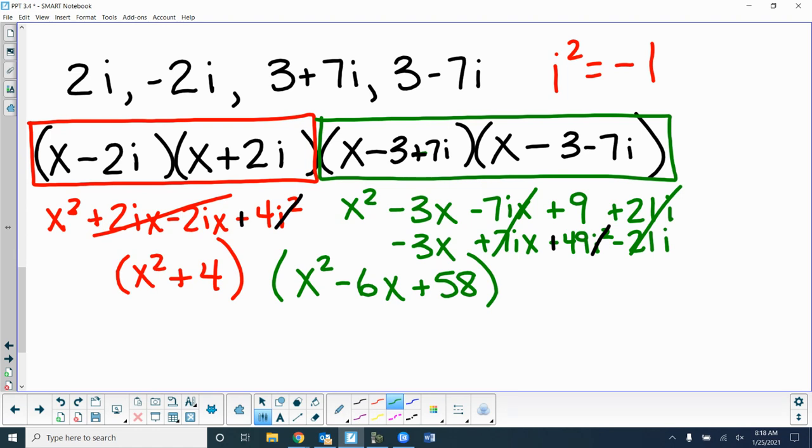I wanted to show you this part so that you would believe me when I tell you that the i's will go away as long as, when you multiply the pairs together, the conjugate pairs, then your i's will go away. It gets kind of messy if you try to mix them up. It'll still work out, but it gets messy. All right, and then from there, you can finish it, right? Any questions?